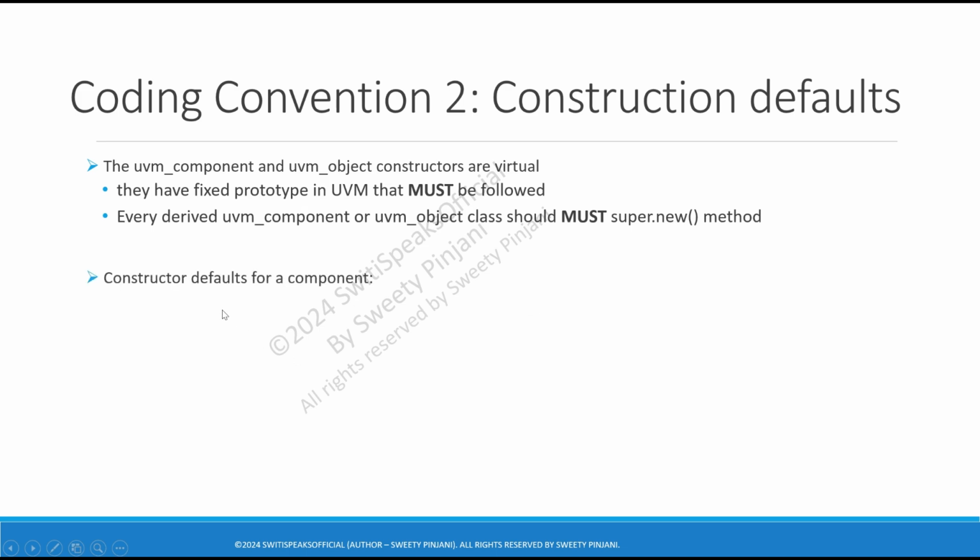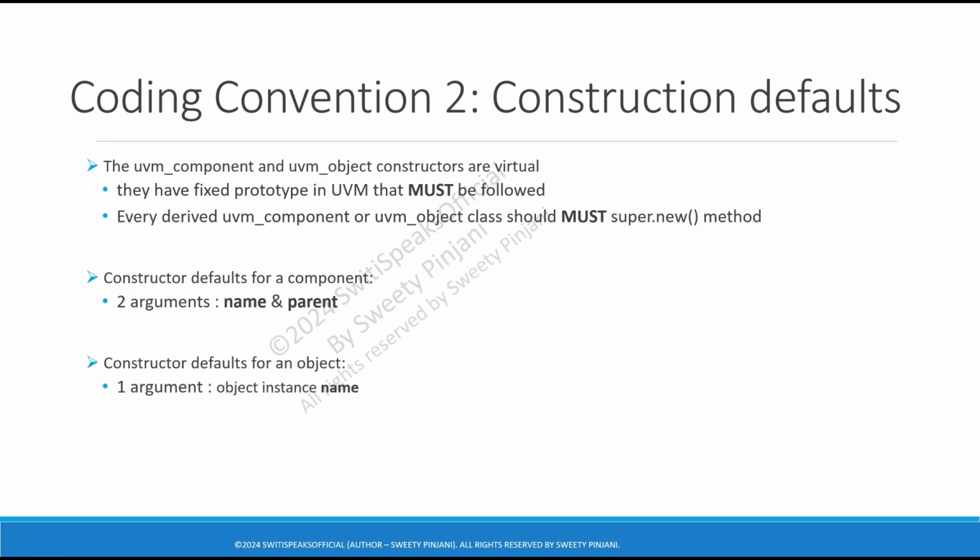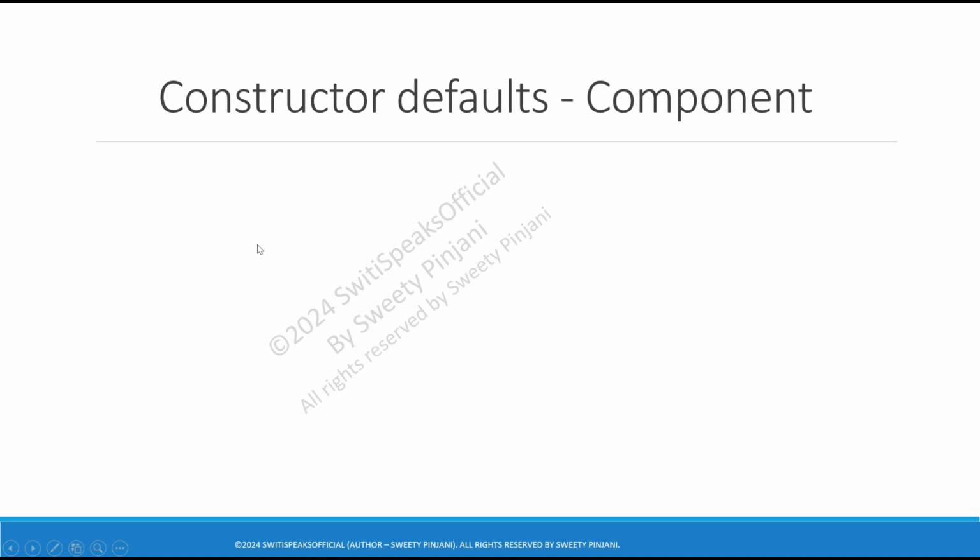Now, some more things to remember. Constructor defaults for a component. In the component, you will have two arguments: name and parent. In object, you will have only one argument, which is the name. These are some things to remember. Let's understand the code now. For the component, what will happen?